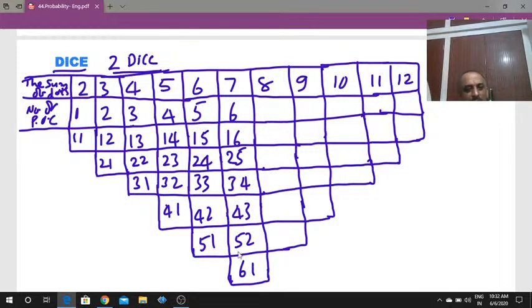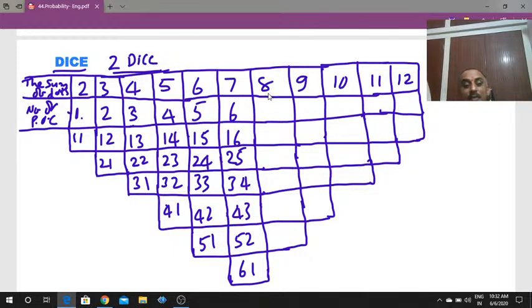See, here the very important point is only how many possible outcomes are there. If the sum of dots is 2, how many possible outcomes are there? Just decrease 1. 2 minus 1 is 1. If the sum of dots is 3, how many possible outcomes are there? 3 minus 1 is 2. If the sum of dots is 4, the number of possible outcomes is 4 minus 1, 3. The sum of dots is 5, the number of possible outcomes is 5 minus 1, 4. 6, 6 minus 1, 5. 7, 7 minus 1, 6.